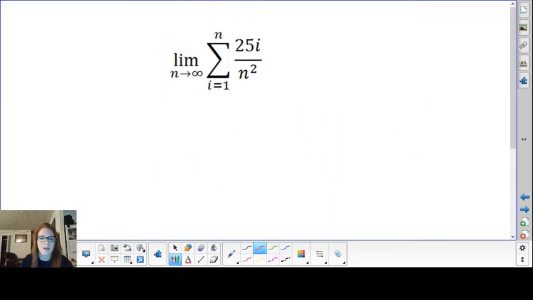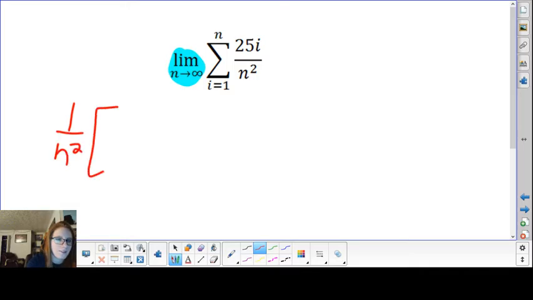Okay, these next two have a little bit of a different part. It's got something we're not used to seeing. At least we've seen, but haven't seen in a while. My magical limit. So this only adds one extra step. So I'm going to start the same way. I'm going to take out my 1 over n squared. And I technically still have my limit there, but I'm not going to write him every time because we know in the back of our head he's there. I'm going to run out of room if I do it. Which leaves me with just 25i.